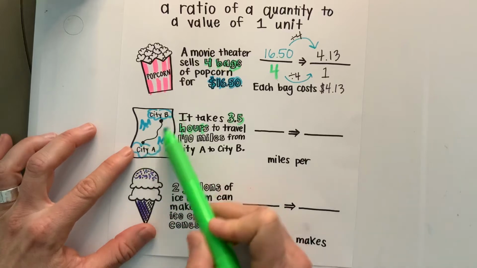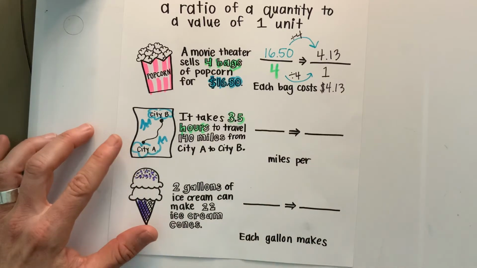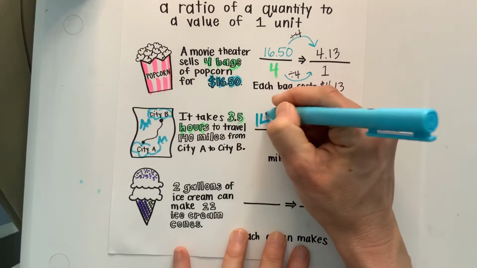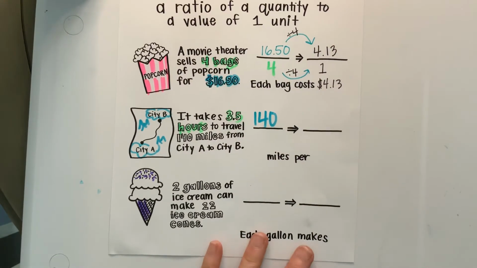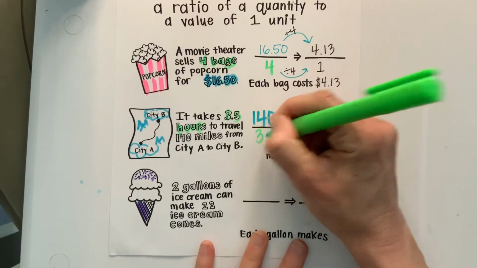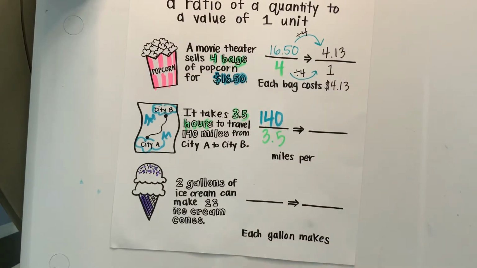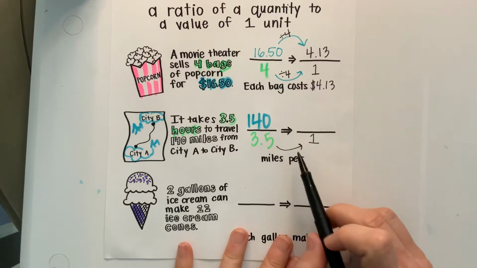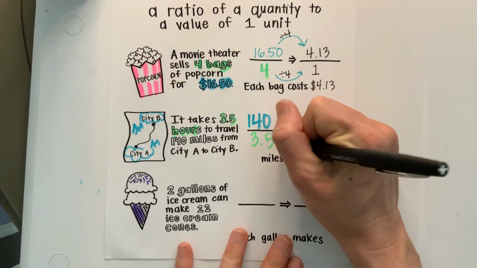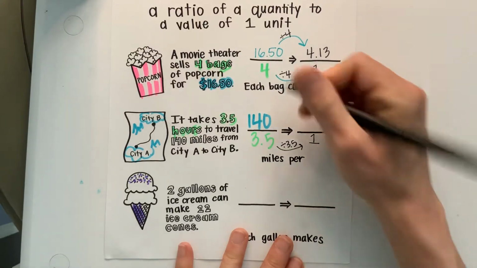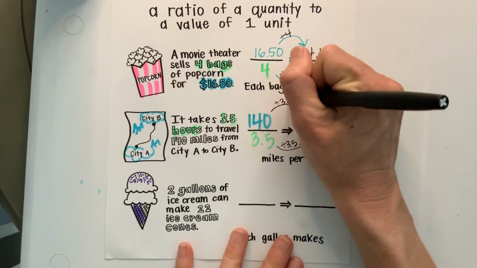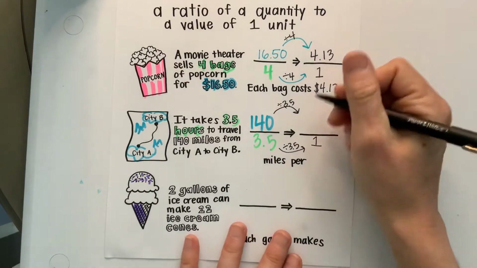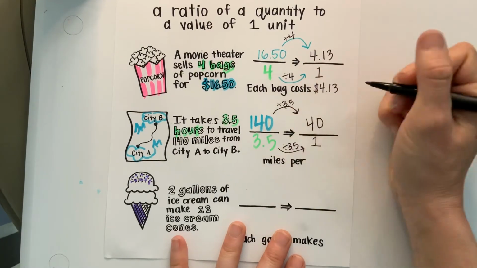So here we have a little map and you're going from there to there. It takes 3.5 hours to go 140 miles. So we're gonna put our 140 miles on the top. And how long does it take? It takes 3.5 hours. But we want to know how far you could go in 1 hour, or what's the speed. So to go from 3.5 to 1, I'm going to divide by 3.5. And what I do to my denominator, I have to do to my numerator to ensure that we have an equivalent ratio. So 140 divided by 3.5, crunch your numbers, that comes out to 40.